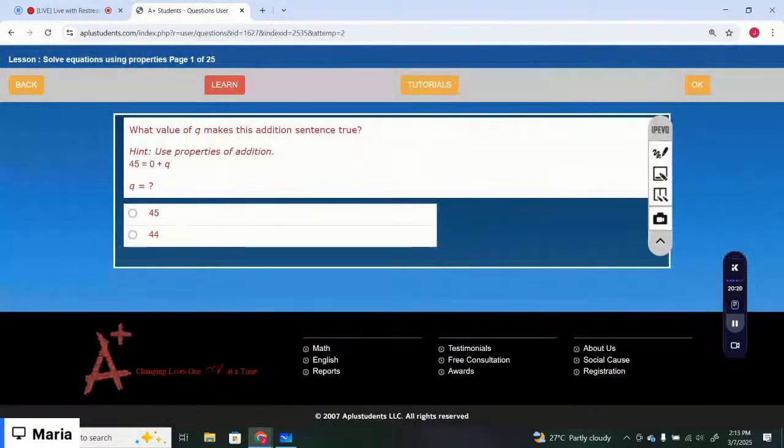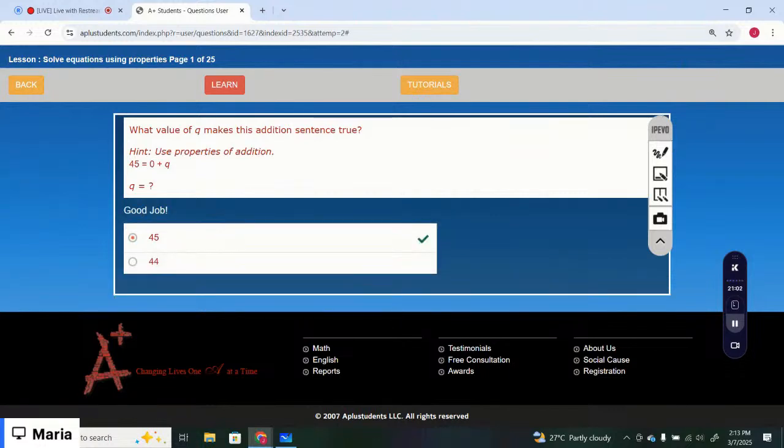What value of Q makes the addition sentence true? 45 is equal to 0 plus Q. So Q equals 45. Option number 1 is the correct option.